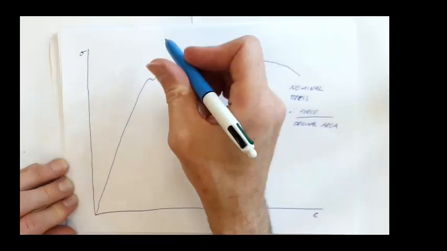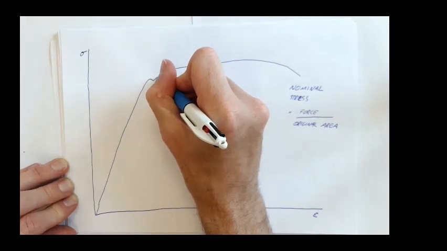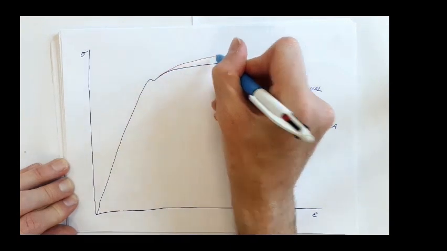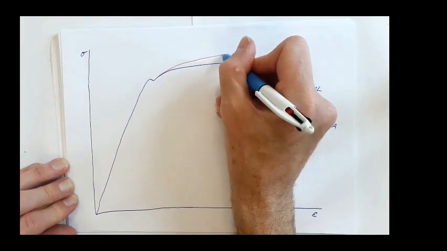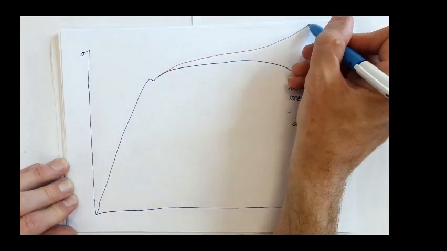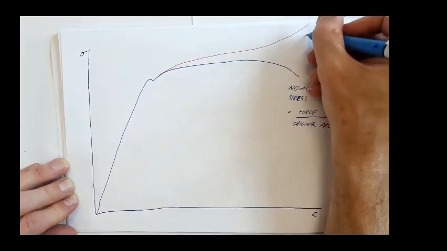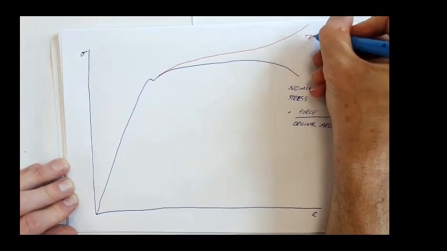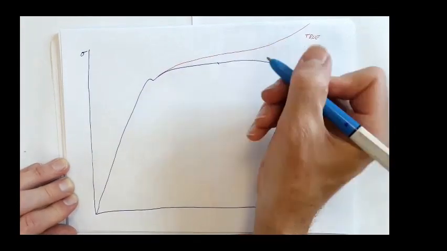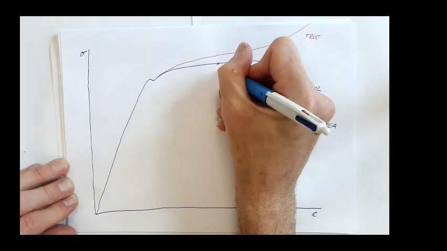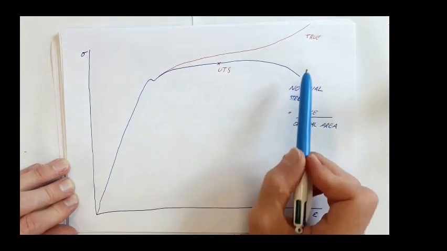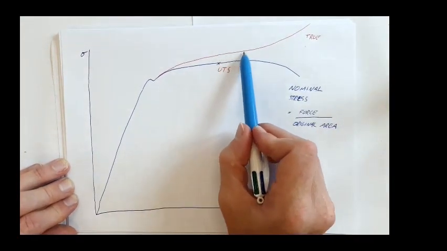The elastic bit would still be the same, but as soon as we start to see some plastic deformation, our true stress strain curve deviates. And once we get past the ultimate tensile stress, it massively increases. Okay, so this would be our true stress. Like I say, once we've gone past this point here, our ultimate tensile stress, we're seeing significant necking. So the true stress is going to significantly increase.